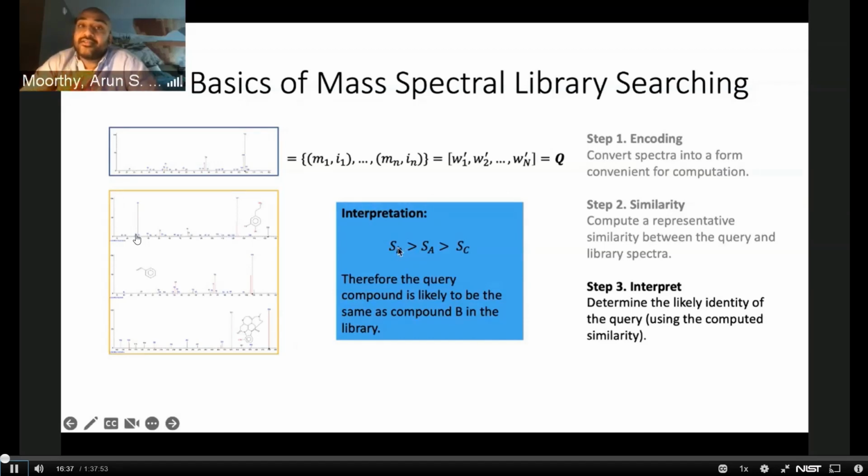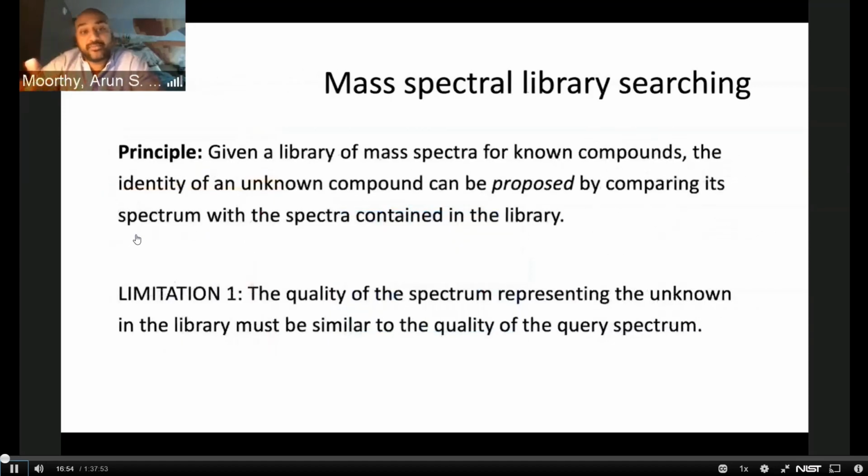That does not, and I emphasize that, does not imply that the first entry that's returned to you is your unknown. It may be any one of the top few hits, and so it requires some human interpretation and inspection of the results. So to summarize, given a library of mass spectra for known compounds, the identity of an unknown compound can be proposed by comparing its spectrum with spectra contained in the library.